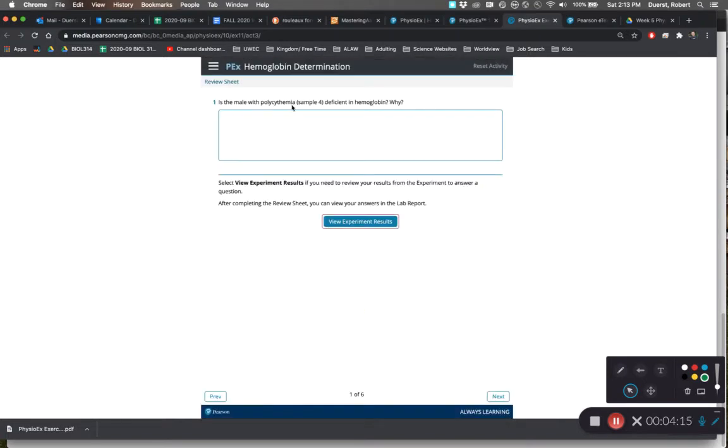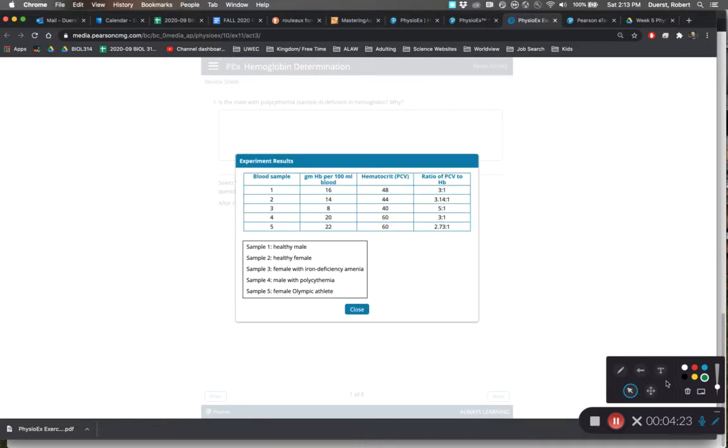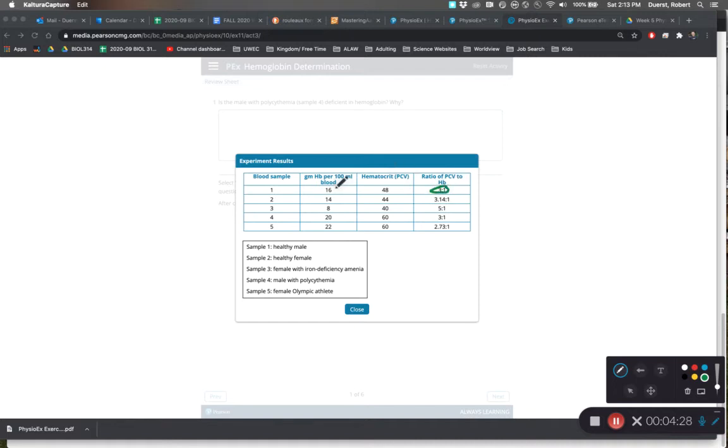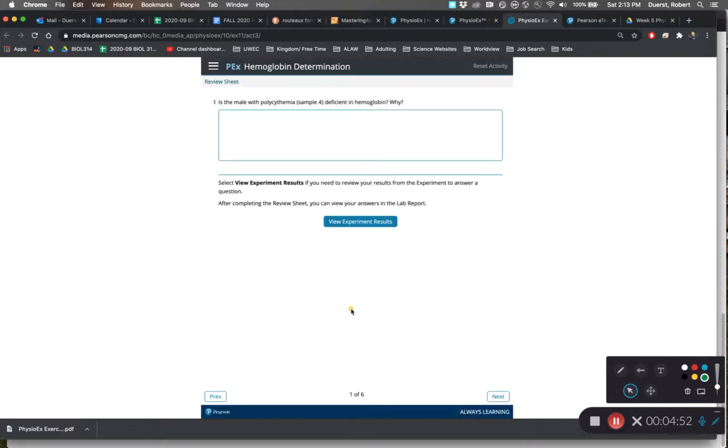So, is the male with polycythemia deficient in hemoglobin? The answer is no. If anything, that individual is elevated. Let's go back to the results. Even though this individual has the same ratio as the healthy male, when we look at the hemoglobin concentrations per 100 milliliters of blood, we see that 20 milligrams of hemoglobin is higher than 16 milligrams of hemoglobin per 100 milliliters of blood. So in other words, if somebody has polycythemia and everything else is kept the same, they're probably going to have elevated red blood cell concentrations and elevated hemoglobin concentrations within their blood.